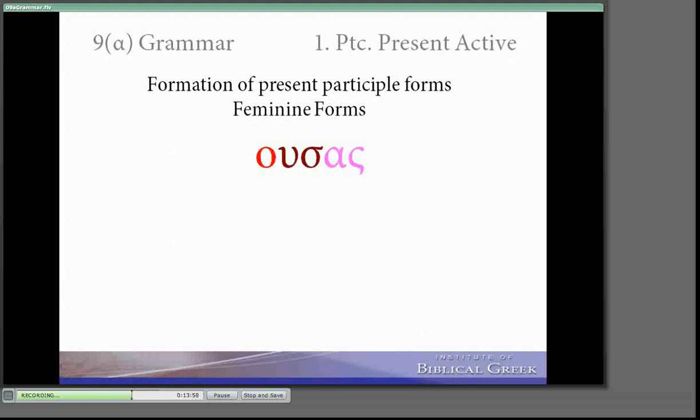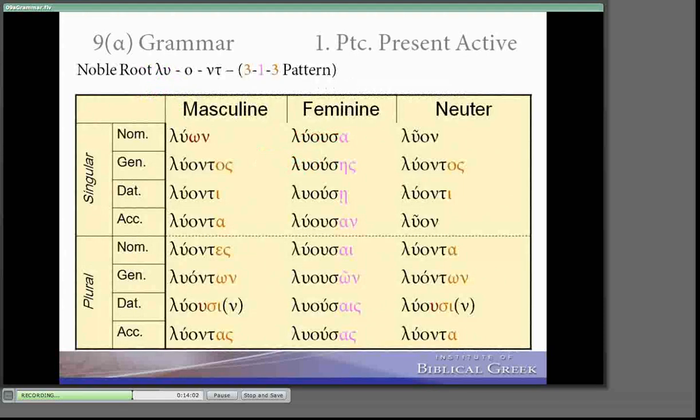Here's what it looks like again in our paradigm. Lusa, luuses, luuse, luusan, luusai, luuson. Remember, all first declension words in the genitive plural are accented on their ultima. Luuses, luusas. Now let's take a look at the neuter forms.